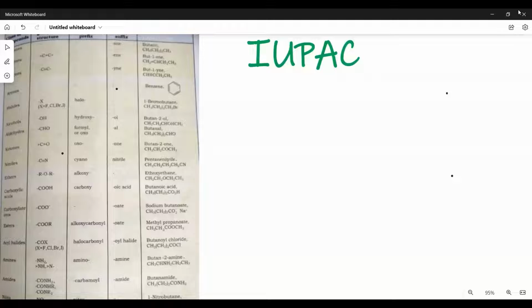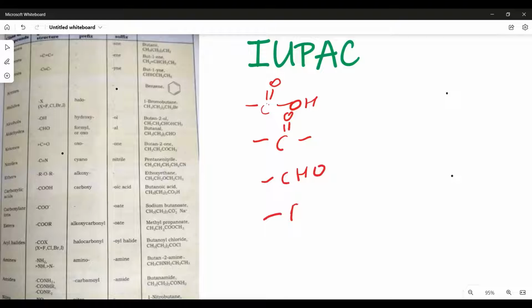Hello everyone. Now let us start with IUPAC nomenclature in lecture 2. Here we will discuss the other functional groups like carboxylic acid, ketone, aldehyde, ethers, and you can take the esters. First of all, you must know about the priority rule that we discussed in the previous lecture.